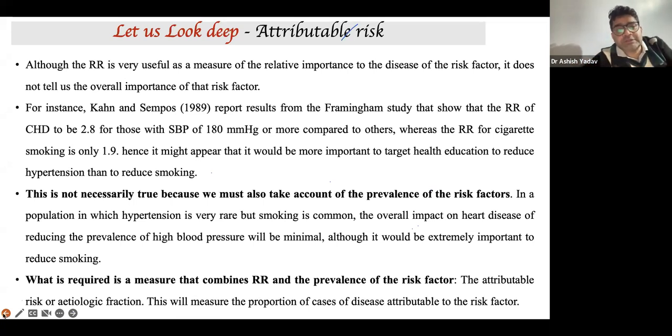For example, in this case, suppose systolic blood pressure of 180 or above carries 2.8 times the risk of CSD, whereas, let's not take smoking, let's take diabetes. For diabetes, the RR is 1.9. But in the actual population, will you get a larger number of individuals who have systolic blood pressure of 180 or above, or a larger number of individuals who are diabetic? What proportion are you going to get more? You would be expecting more.